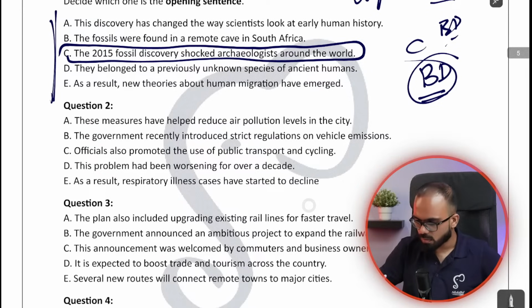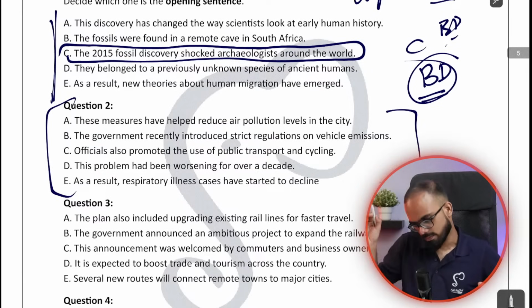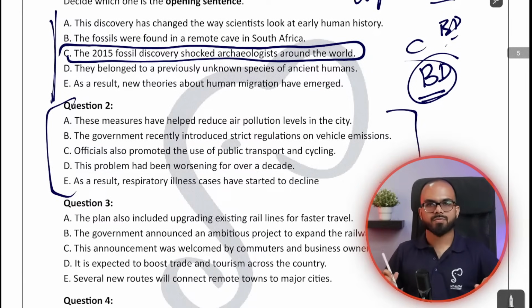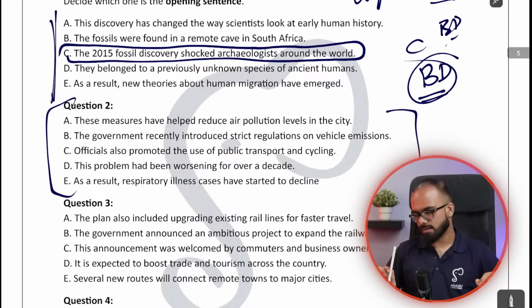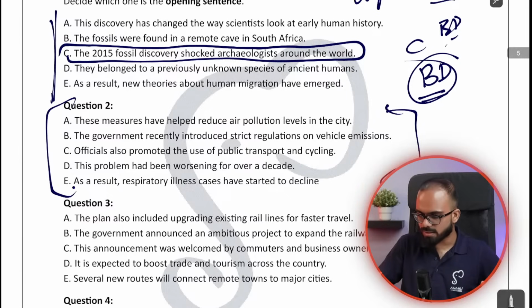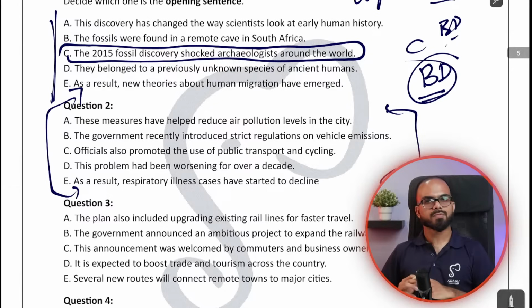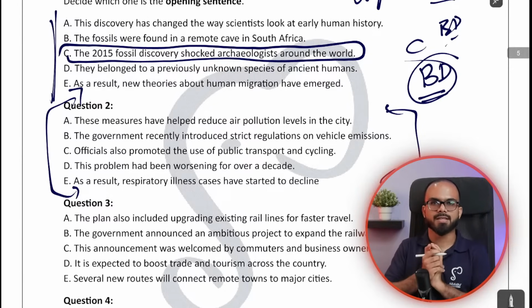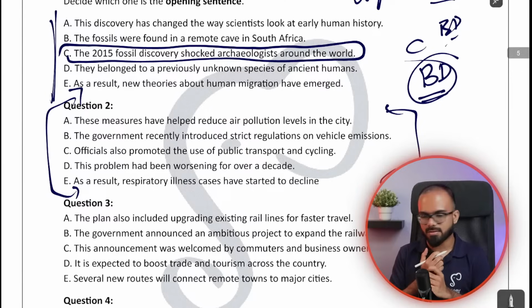Now, question number 2. Give me the opening sentence, please. Yes, Mishra, you are right. Question number 2, please give me the opening sentence. We will come to the closing sentence later. We will do closing sentences.